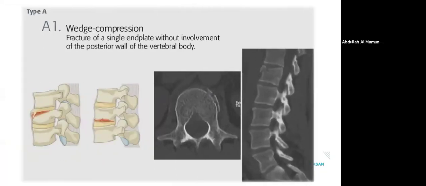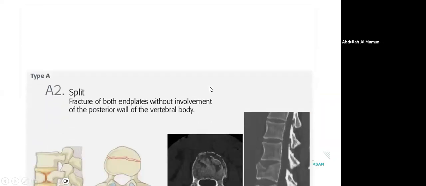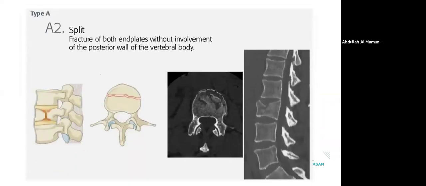Then A1. A1 is the wedge compression fracture, where you can see that a single end plate is injured without involvement of the posterior vertebral wall. You can see in the CT scan also, there is a compression fracture of the upper end plate, but without involving the posterior vertebral wall. That is A1. Number two is A2. It is a split fracture. Here you can see both end plates are injured, superior and inferior, but the posterior vertebral wall is still intact. This is A2, split type or pincer type fracture.